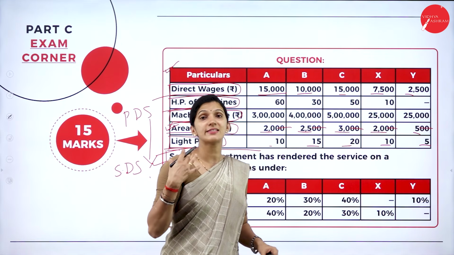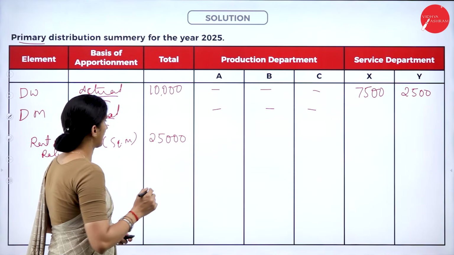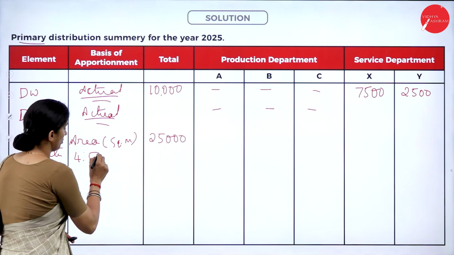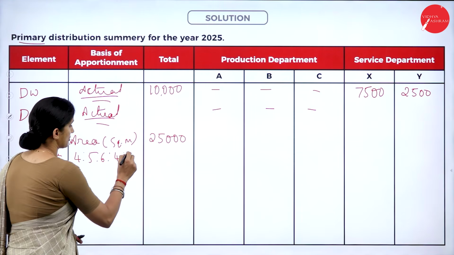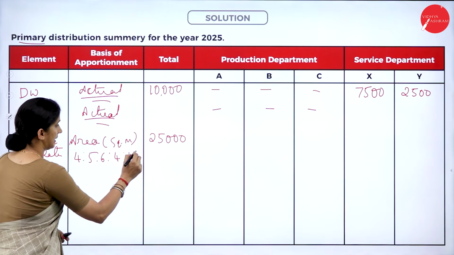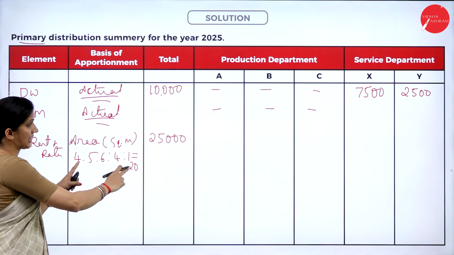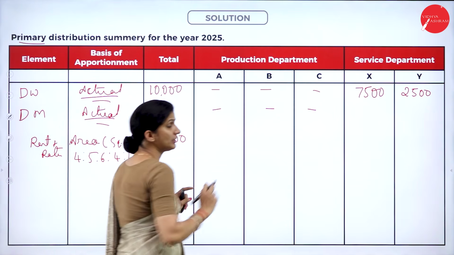So you can take the simplified ratio here. So your ratio will be 4:5:6:4:1. So the total comes to 20. Now this 25,000 in this ratio will be allocated to all the departments.